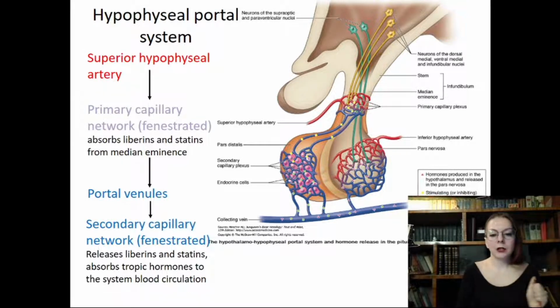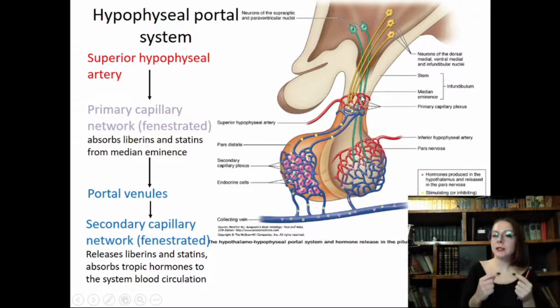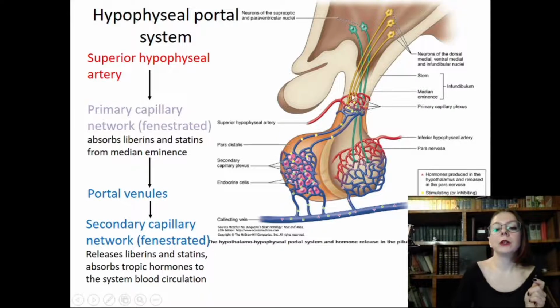So let's consider together. First of all, in the hypophysis, the superior hypophyseal artery brings the arterial oxygenated blood to the median eminence. Here it gives rise to the primary capillary network, which is fenestrated, so of high permeability. Why are they fenestrated? Because here not only exchange of gases takes place, but also the liberins and statins are absorbed into the blood through fenestrated capillaries. So the purpose of this capillary network is not only to bring oxygen, but also to take hormones. That's why they are fenestrated, that's why the blood-brain barrier is absent.